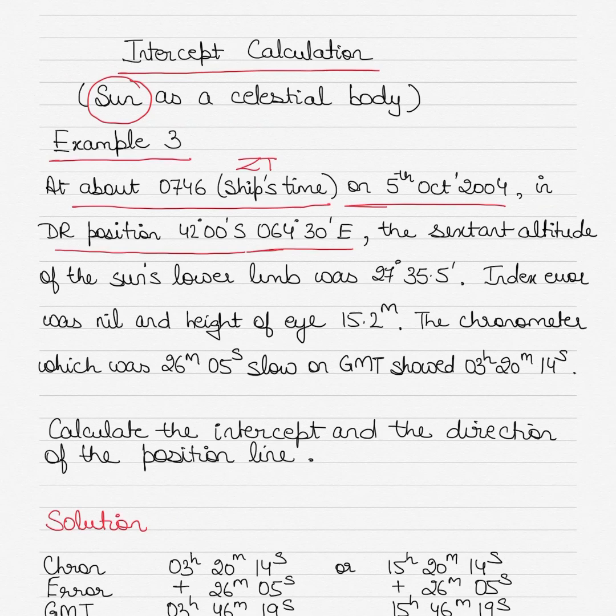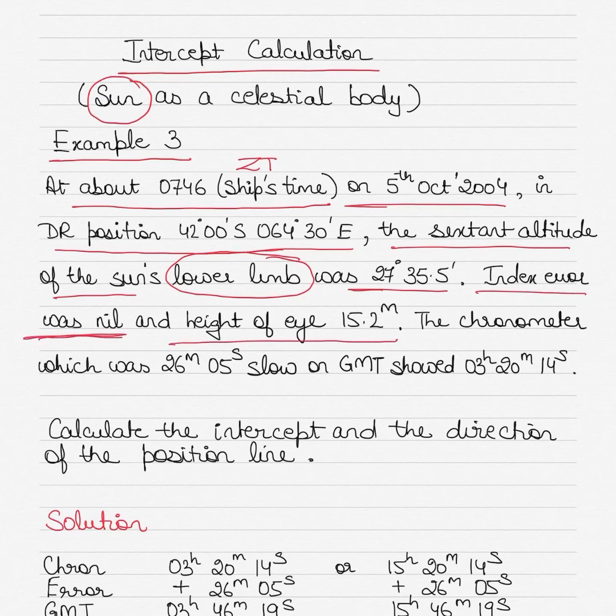DR, as you know, stands for dead reckoning. The sextant altitude of the sun's lower limb. Now these are some of the things you have to highlight in the question, that it's sun's lower limb. The sextant altitude was 27 degrees 35.5 minutes. The index error was nil, so no issues with that, and the height of eye was about 15.2 meters. The chronometer, which was 26 minutes 5 seconds slow, so the error of the chronometer is 26 minutes 5 seconds slow, and it showed 3 hours 20 minutes 14 seconds.